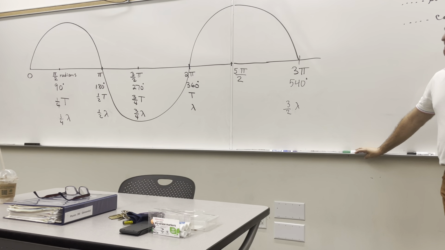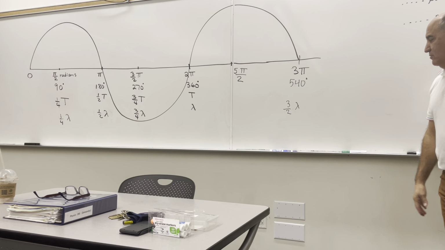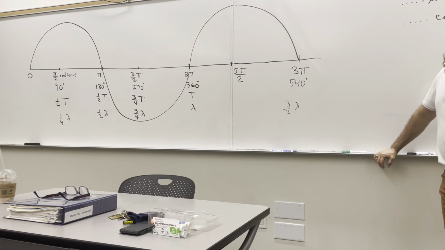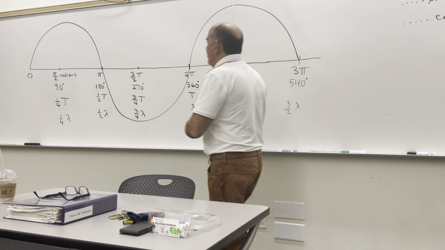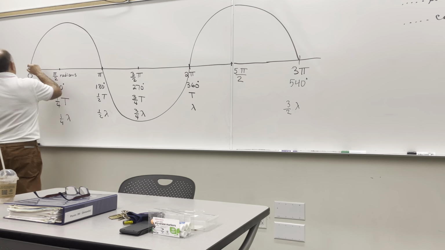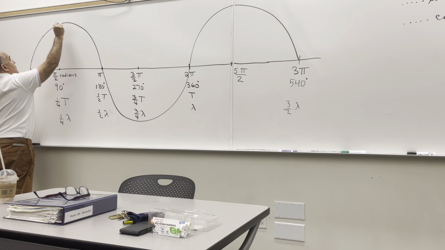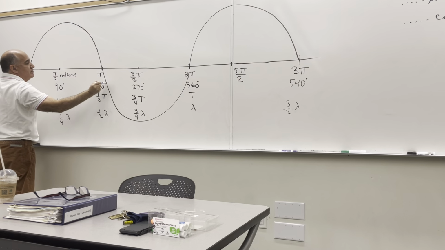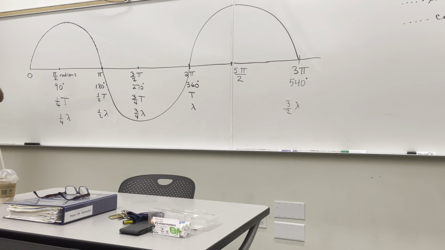So, if I draw, and I wish I had my transparencies, but I don't. If I drew another wave, like this, so that there are two waves, a blue wave and a black wave, and I ask, what's the phase difference?